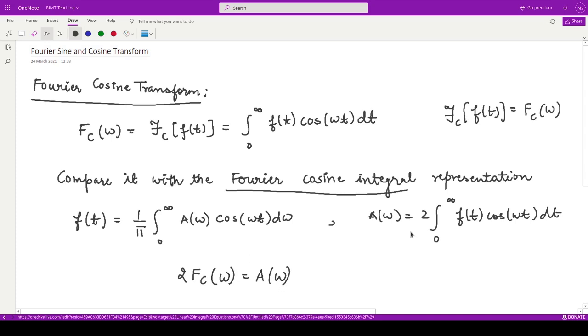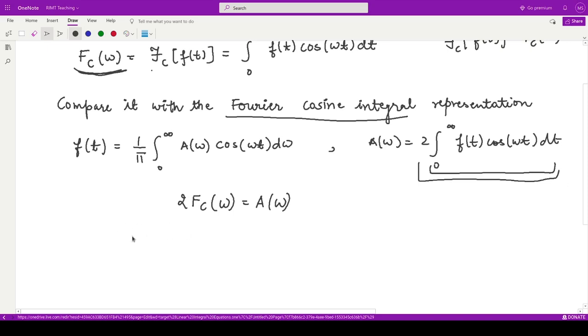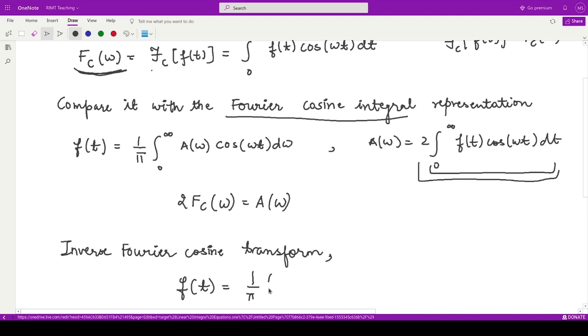How? Because what is A omega? A omega is this quantity, and this quantity is nothing but Fc omega. So on comparing, you get 2 Fc omega is equal to A omega. So from here we can also derive the inverse Fourier cosine transformation, that is defined by the function f of t given by 1 by pi integration from 0 to infinity of 2 Fc omega cos omega t d omega.